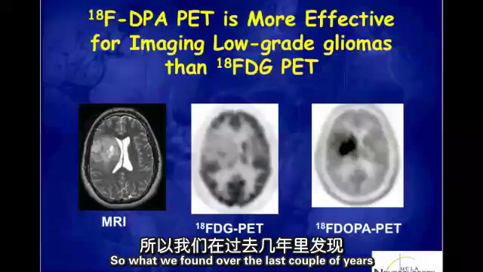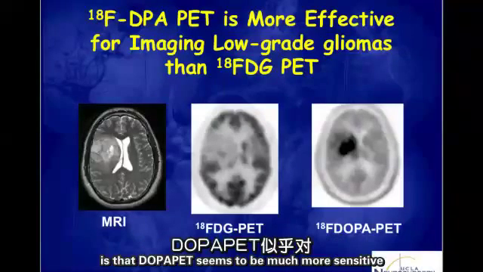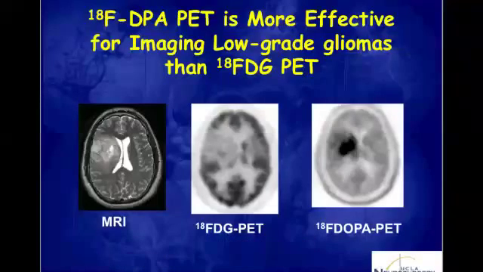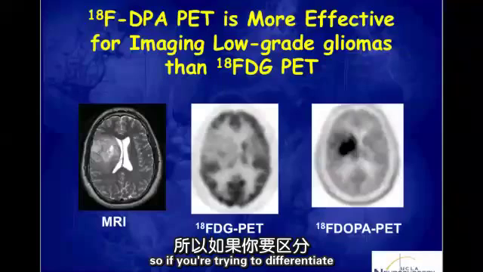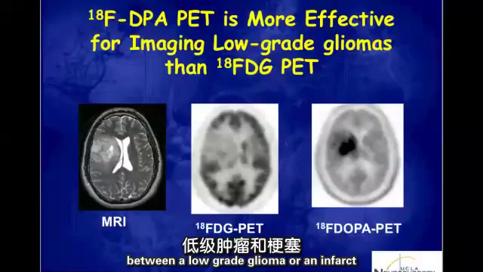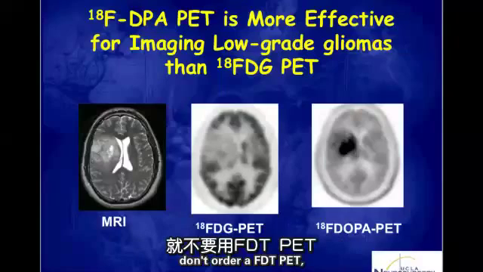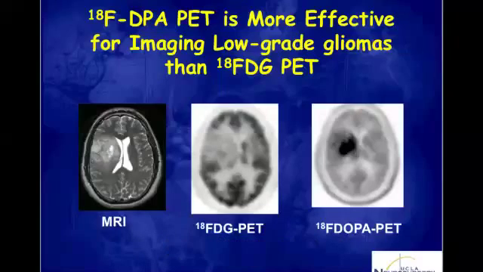What we found over the last couple of years is that DOPA PET seems to be much more sensitive in terms of picking up low-grade gliomas. So if you're trying to differentiate between a low-grade glioma or an infarct or some other non-neoplastic lesion, don't order an FDG PET. It won't pick up the tumor. You should order a DOPA PET.